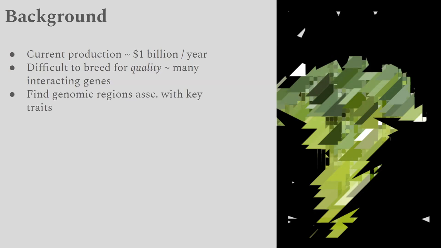The key goal of my work, put most simply, is to find regions in the broccoli genome that are associated with horticultural traits that we care about. I'll use the term QTL for quantitative trait loci a lot. And by that I mean genomic regions with a statistical association with a particular phenotype of interest.